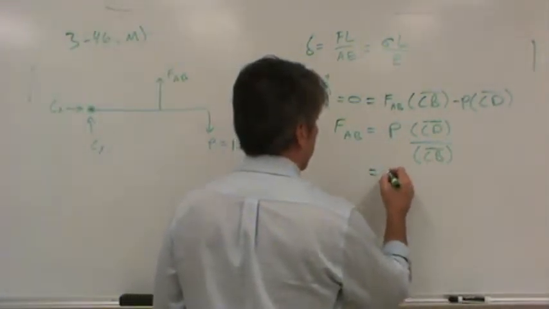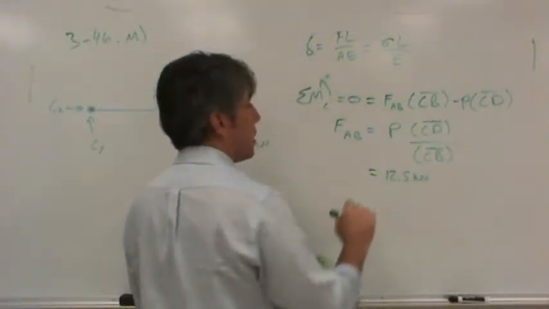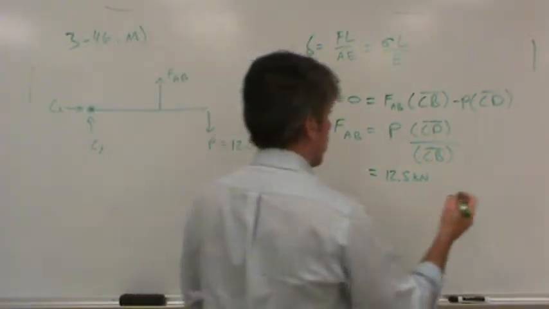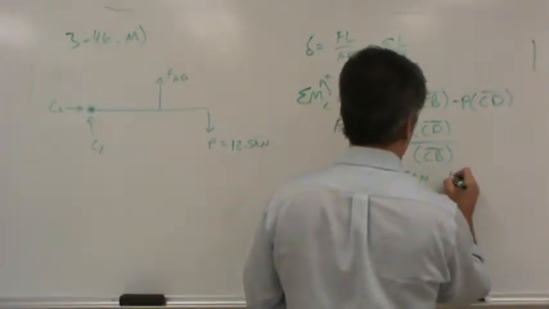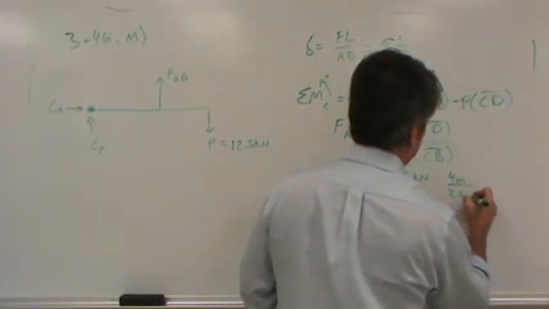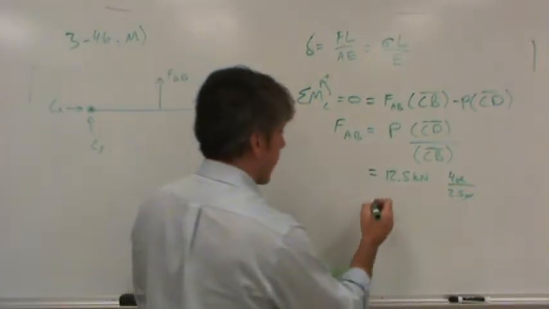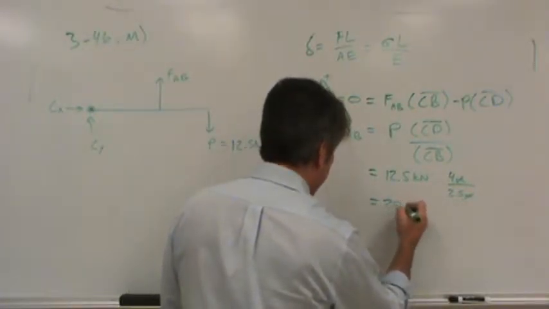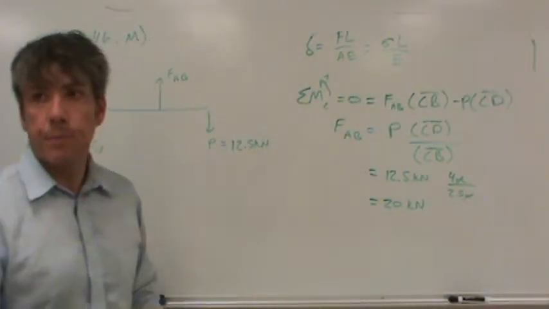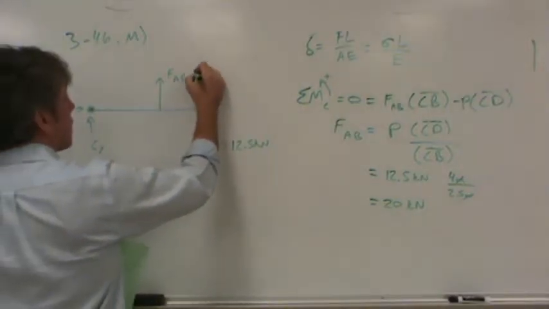So, load P, 12.5 kilonewtons, multiplied by the distance CD. Well, CD was, you told me, 4 meters, right? CB was the 2.5 meters. Notice the meters go away. We'll be left with kilonewtons. When I plug this into my calculator, I think I did it right. I got 20 kilonewtons. Does that seem reasonable? You can plug it in your calculator if you like. So that solves this part of the problem.